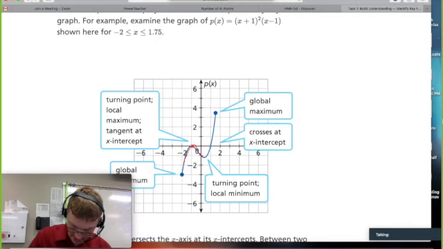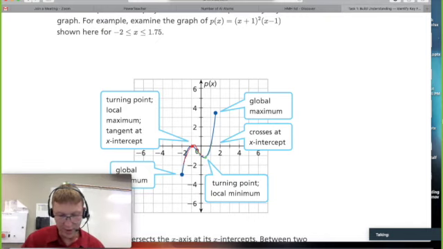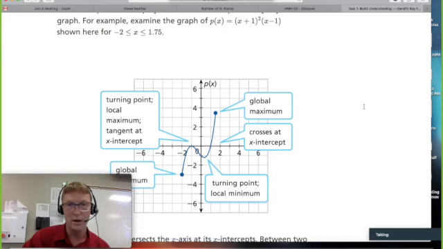And then we have a local minimum right here. Again, it's not the global or the absolute minimum, but the graph is coming down, or it's decreasing, and then it's increasing on the other side of that. So that is the lowest point in this local area. So these are some of the characteristics that we're going to be looking at in this section.